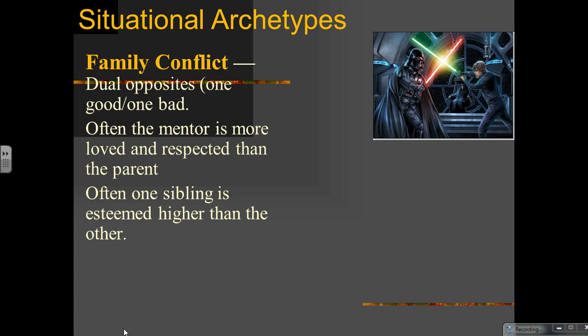The next one is family conflict. That's where you see dual opposites. Typically one is good and one is bad. Or you may have a mentor who is loved and respected more than the parent. Or you have one sibling esteemed higher than the other. So one sibling is good and righteous and pious, and the other sibling is mean and envious and full of malice, and just horrible. And so that's family dynamic conflict. So any movies or television shows where you literally have the good sibling or the bad sibling, that's all about family conflict.